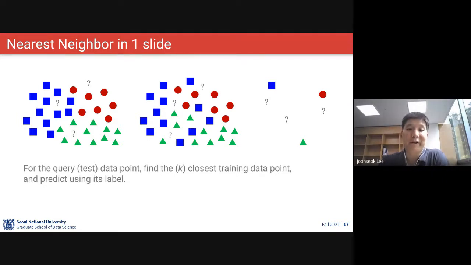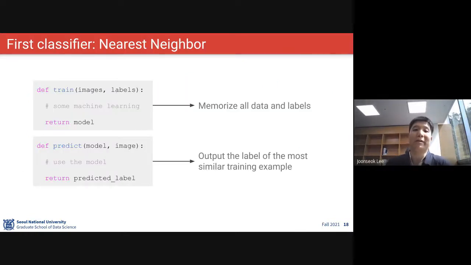For the query, we call these question marks query or test data points. We find the k or one closest training data points, those are the colored, labeled training data points, and we predict using its labels. As the student Eugene said, this one is closest to this green data point, so we classify it as green. It may be correct or it may be incorrect. This is the essence of nearest neighbors, but let's see more details about that.